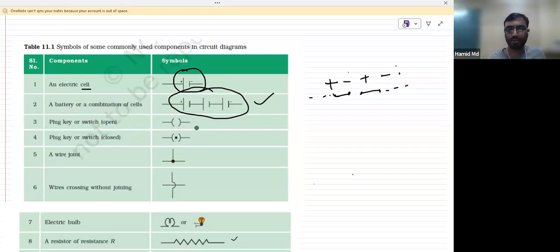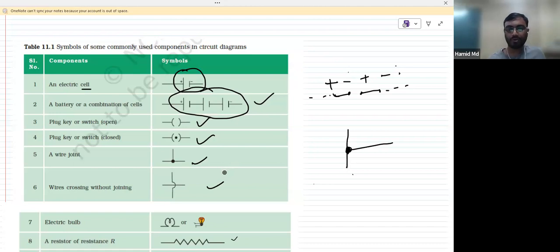So you have to see the switch. Okay, so the switch is like that. If the switch is open, there is no flow. If it's on, then there will be flow. A wire joint is shown by this. Suppose there is one wire. If we have to connect another wire, then we tie the other wire over here and then we take it out. So this symbol is like that.